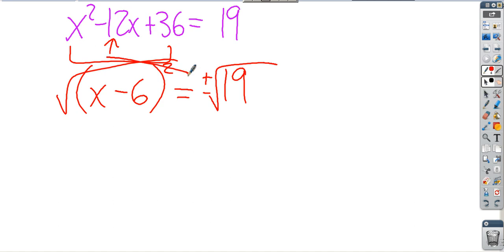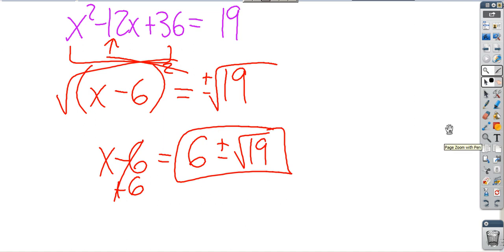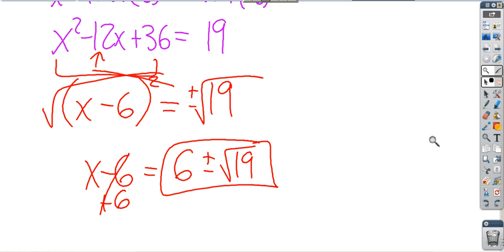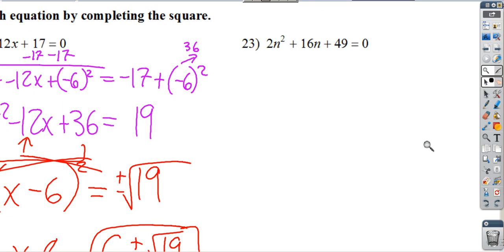So these two things, the square root and the squared, cancel each other out. We're left with this right here. And then the final step is to add 6 here and add 6 right here. And that's our answer, 6 plus the square root of 19 and 6 minus the square root of 19. There's two solutions.